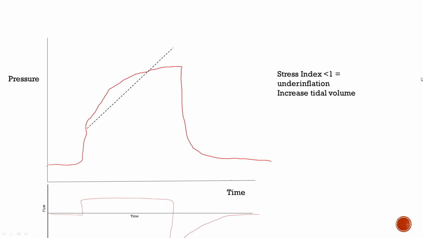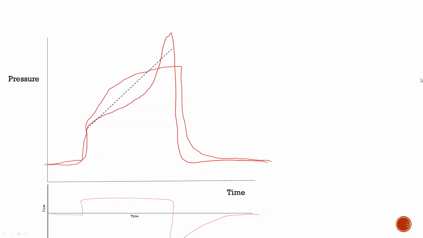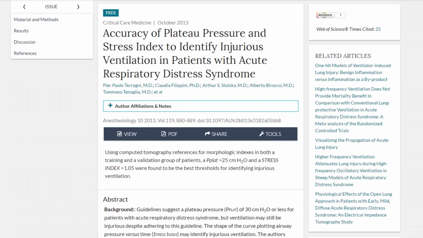Yes, so this is a stress index less than 1, and the solution is to increase the tidal volume. Okay, so these are just the 3 curves overlying, just so you can see all 3 of them. I've seen this one on a mix or a seek question.